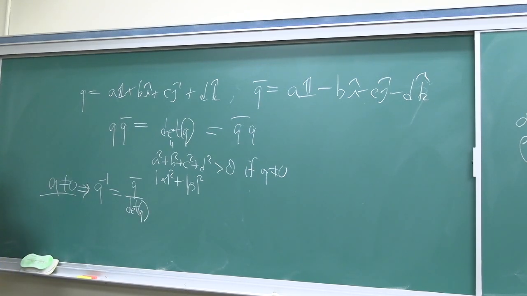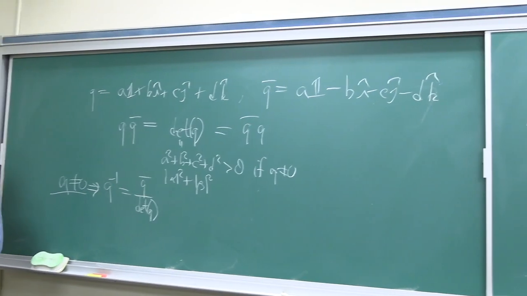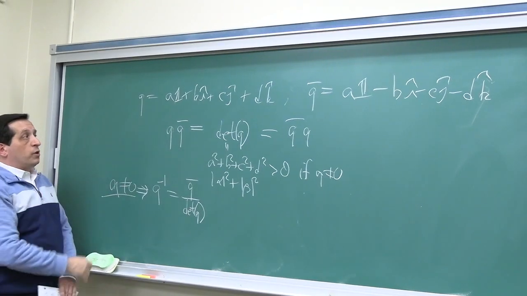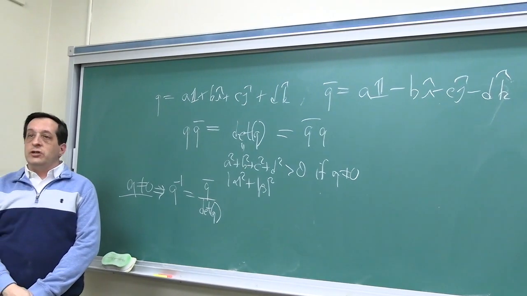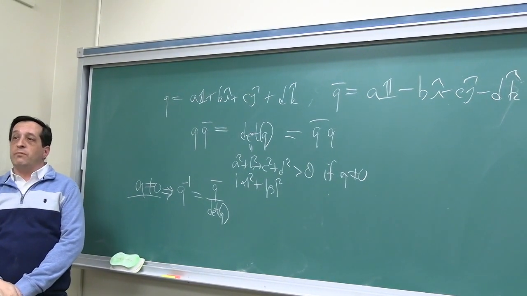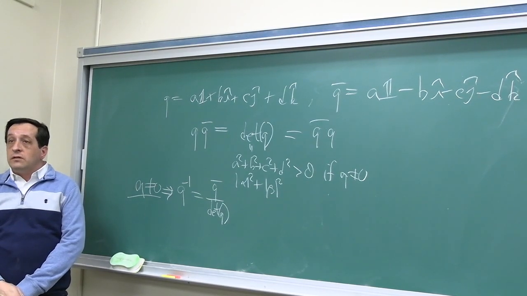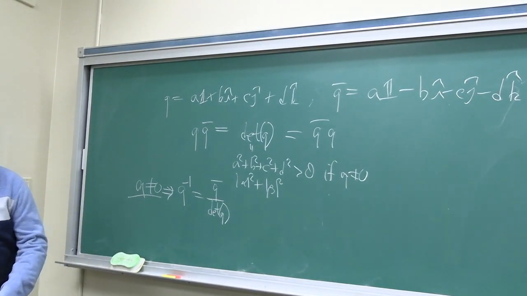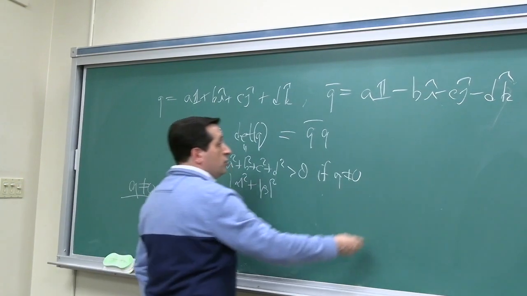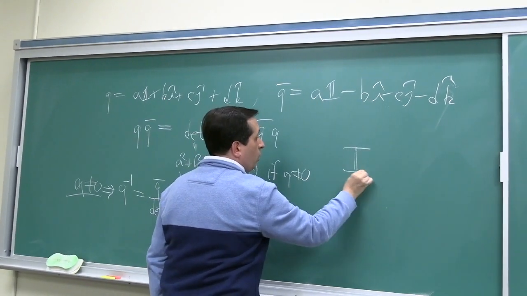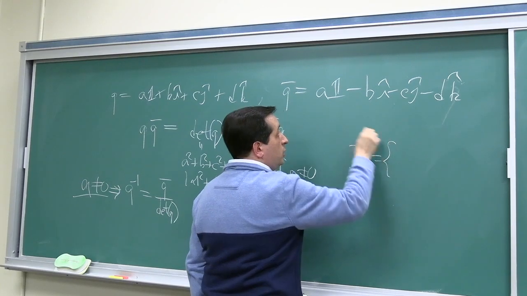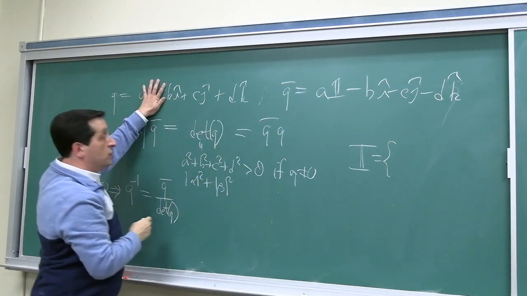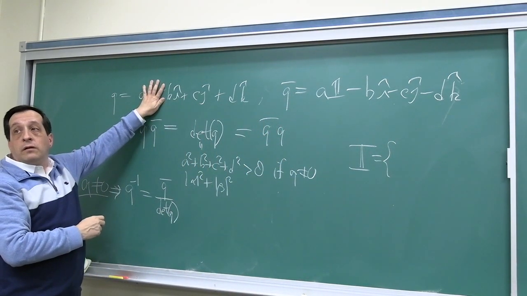Okay? So this is a very interesting thing. Unlike 2x2 real matrices, in the context of quaternions, every non-zero quaternion has a quaternion multiplicative inverse. Okay? This is very unusual. All right? This is actually really phenomenal. And now what we're going to do is consider what I'll call I, which is the collection of pure imaginary quaternions, the ones with no real part.